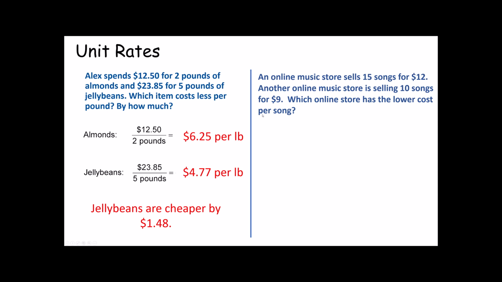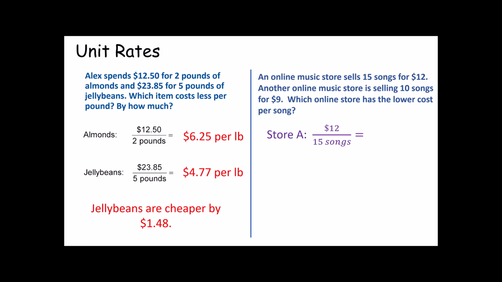Notice, cost per song tells me cost is on top, songs are on bottom, and because we're using the word per, they're telling us they want it written as a unit rate. Again, pause the video, try it on your own. I'm going to keep going, assuming you've already done that.